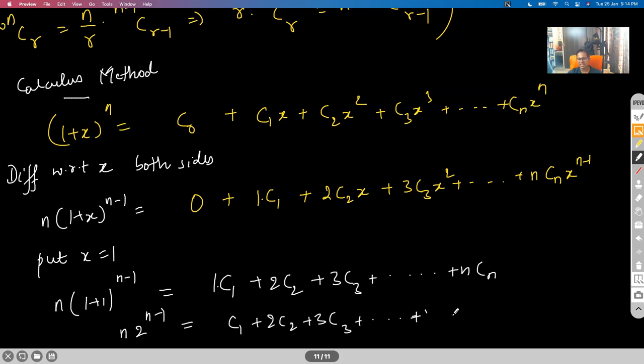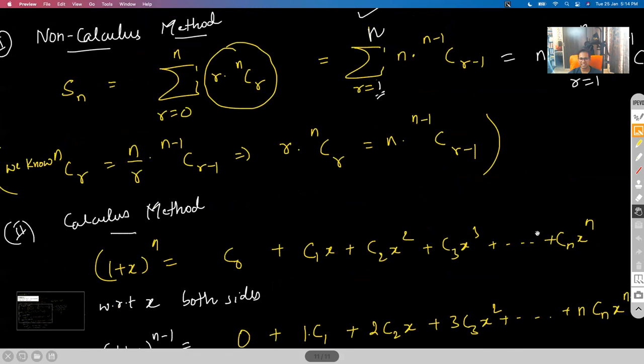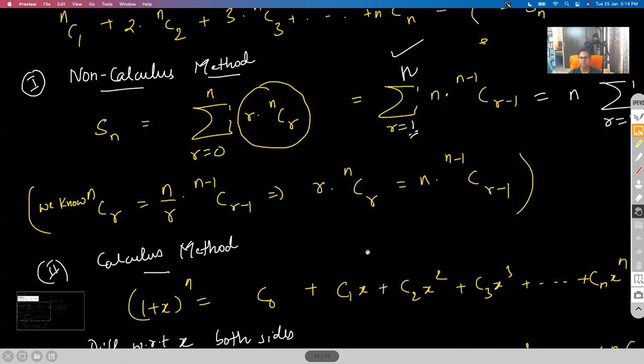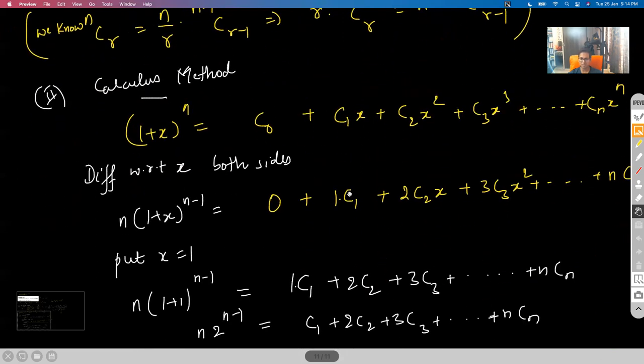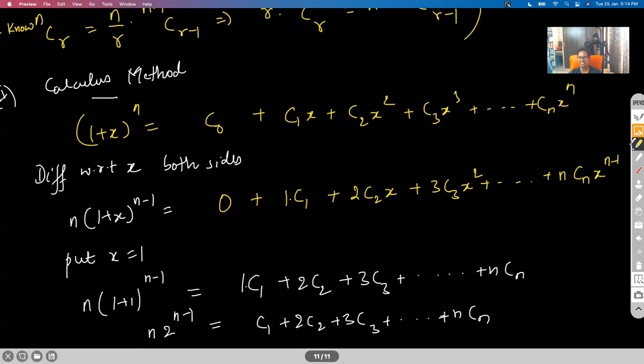Is it fine? I personally feel that this approach is going to be much, much faster. When the problems become complicated, the first approach, the non-calculus approach, will increasingly become more complicated. But this approach, the calculus approach, is basically an easier way to get your answer.